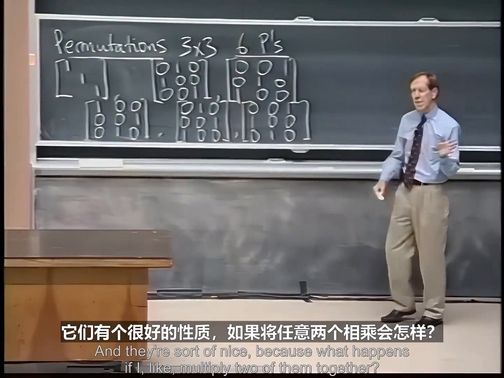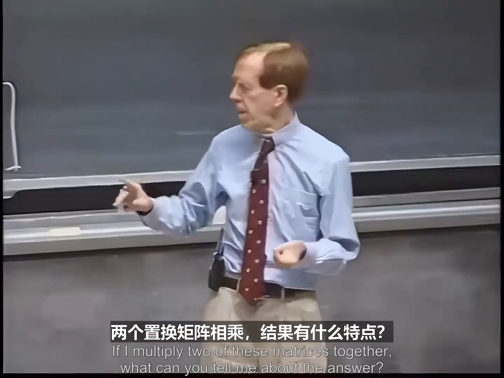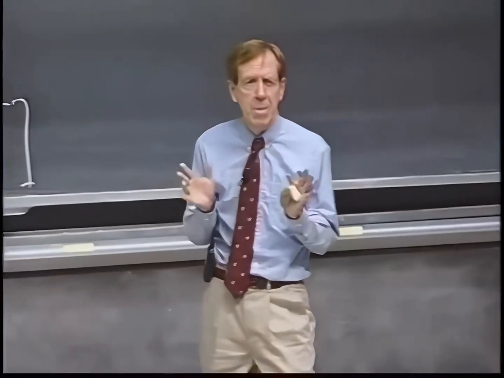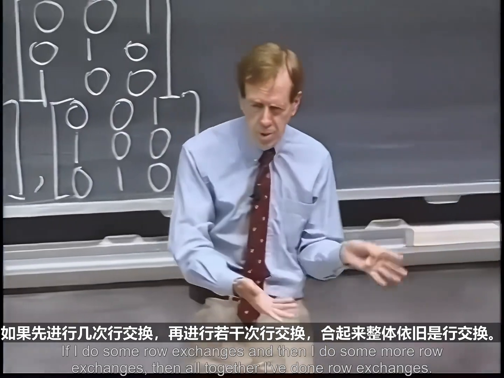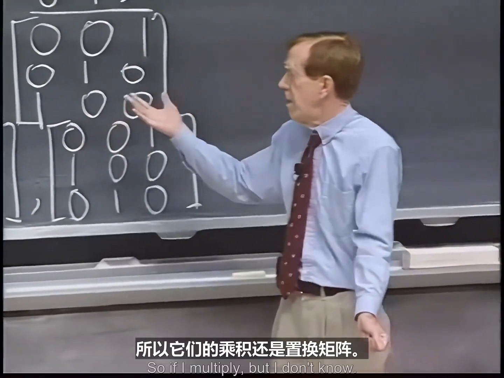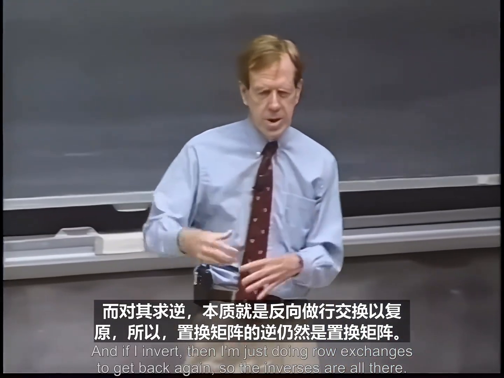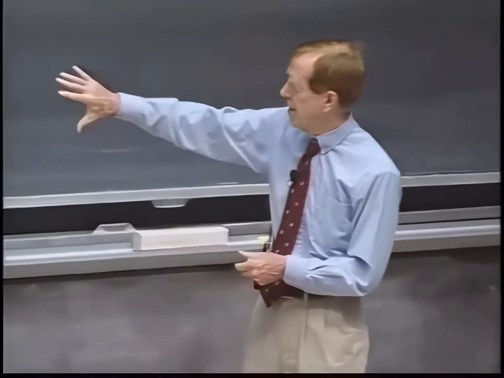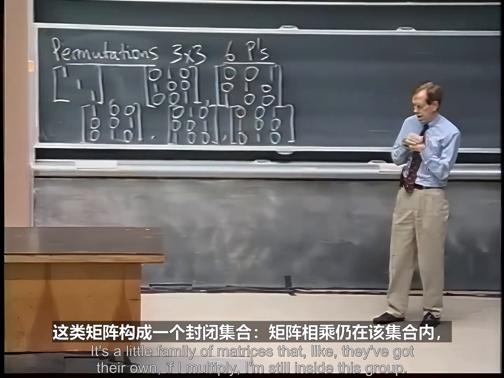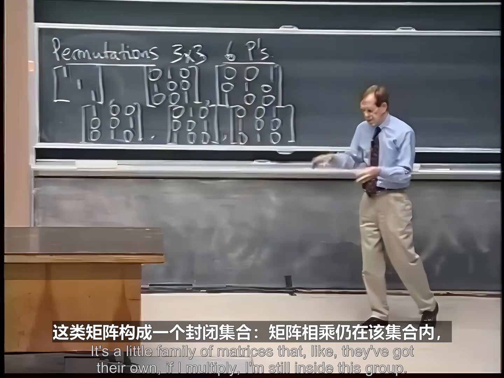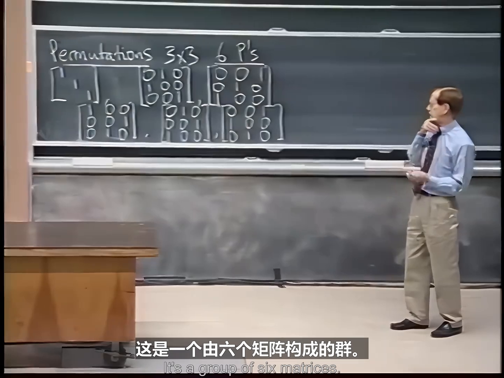And they're sort of nice, because what happens if I multiply 2 of them together? If I multiply 2 of these matrices together, what can you tell me about the answer? It's on the list. If I do some row exchanges, and then I do some more row exchanges, then altogether I've done row exchanges. And if I invert, then I'm just doing row exchanges to get back again, so the inverses are all there. It's a little family of matrices that have their own structure. If I multiply, I'm still inside this group. If I invert, I'm inside this group. Actually, group is the right name for this thing. It's a group of 6 matrices.